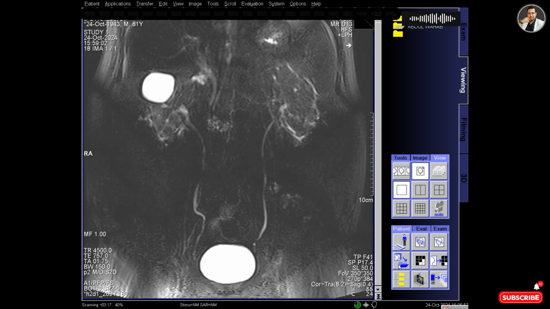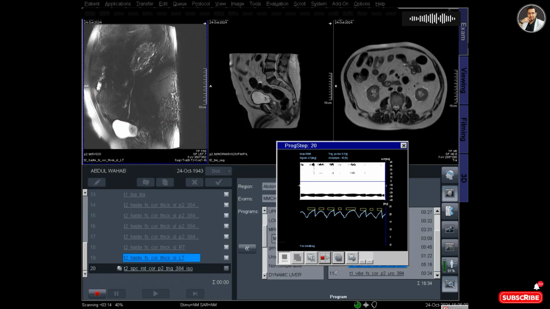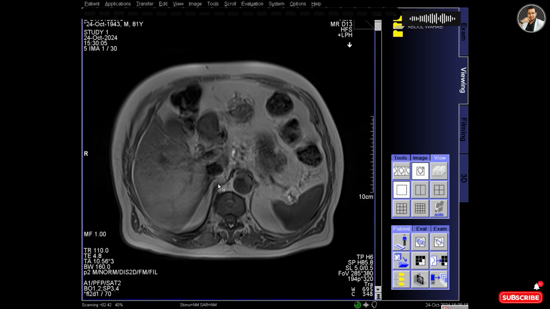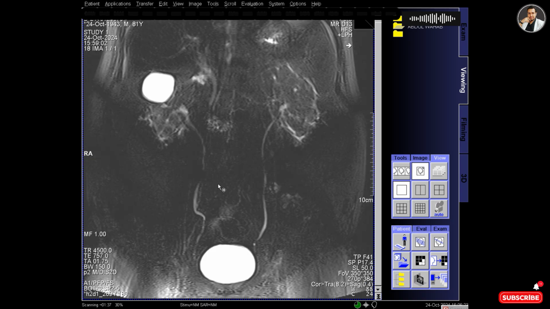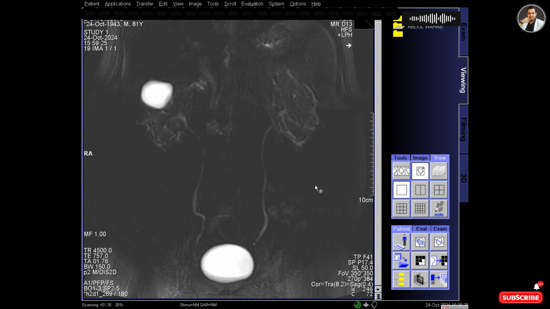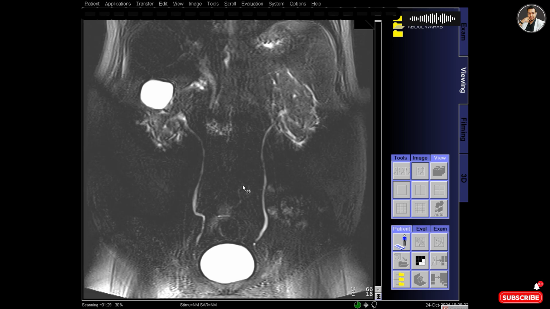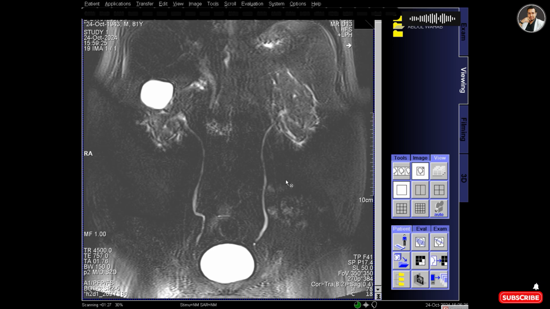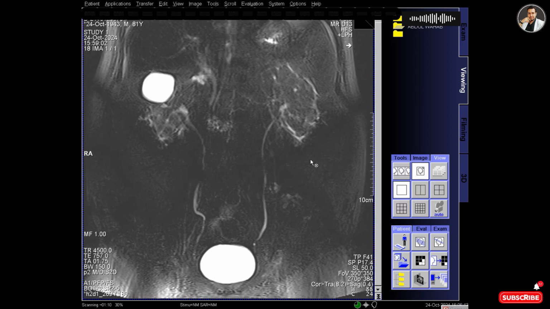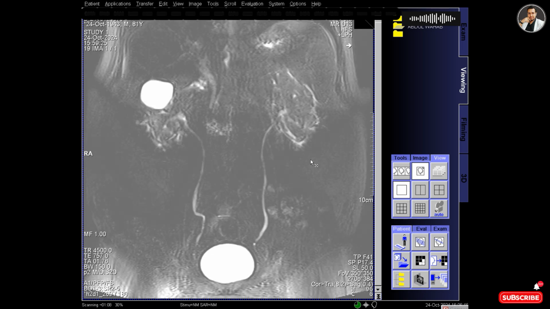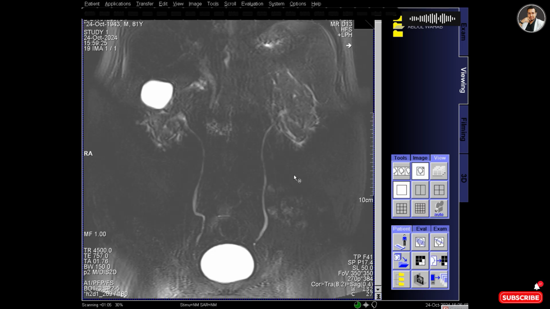You can see that these are the urography images. This is the main urogram image. This is the T2 heavily weighted thick slice coronal. This sequence is also used in MRCP, a thick slice T2 heavily weighted sequence.